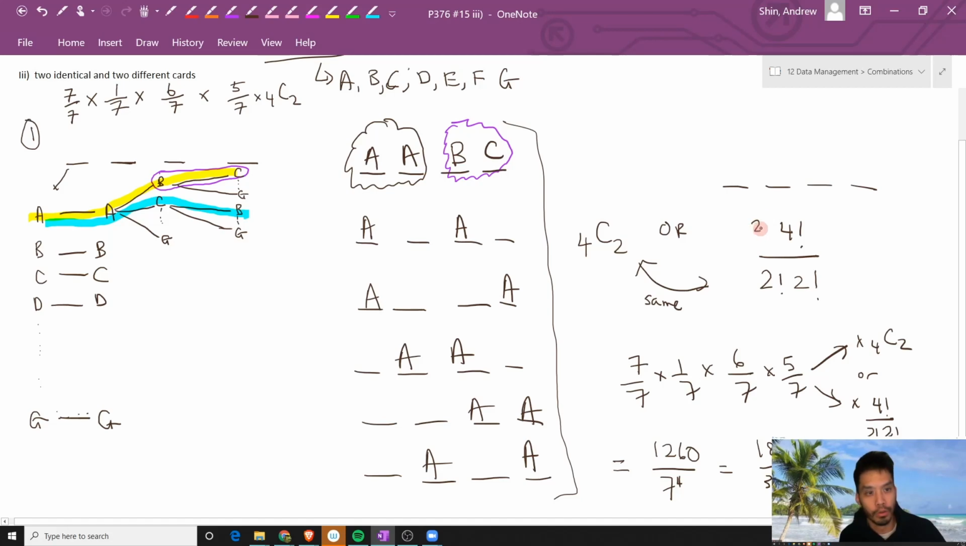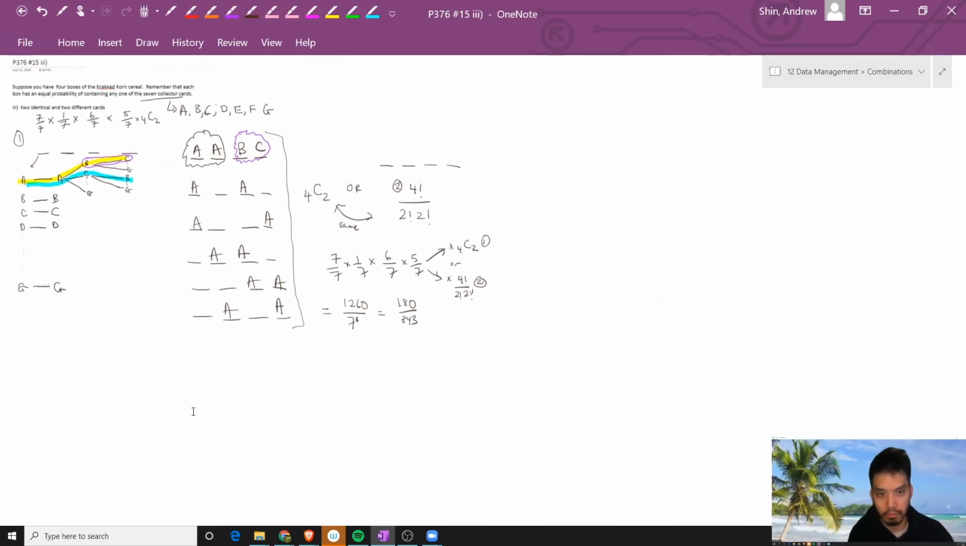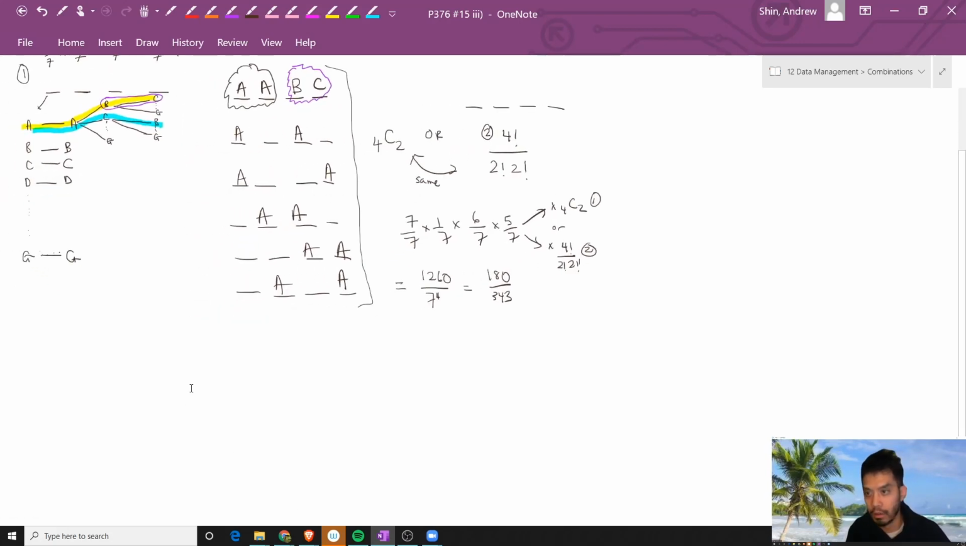This is method number 2-ish. So sorry, this is method 1, this is method 2. They both end up being the same. Let's talk about method number 3 here. If I could zoom out here. All right, method number 3.